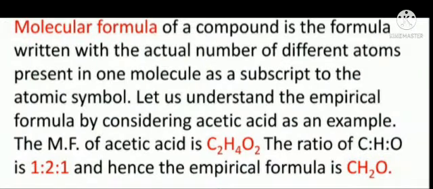Definition for empirical formula. Empirical formula of a compound is the formula written with the simplest ratio of the number of different atoms present in one molecule of the compound as subscript to the atomic symbol. Next definition, molecular formula. Molecular formula of a compound is the formula written with the actual number of different atoms present in one molecule as a subscript to the atomic symbol.